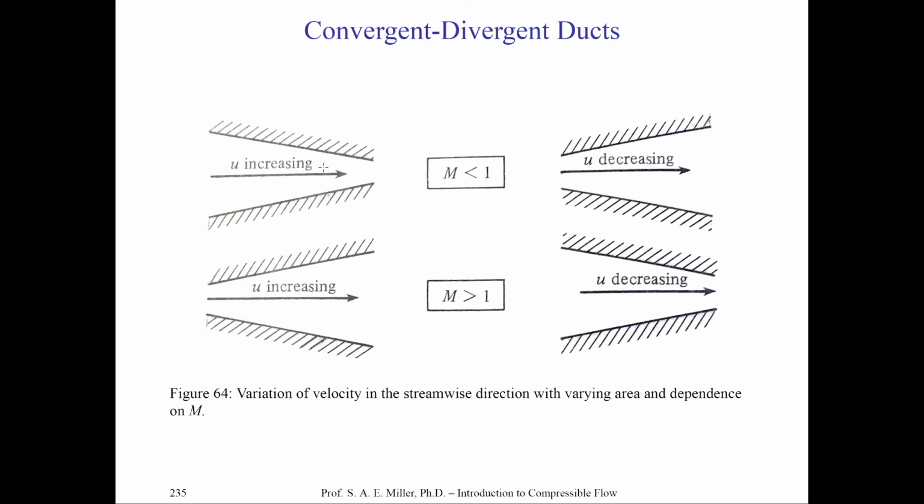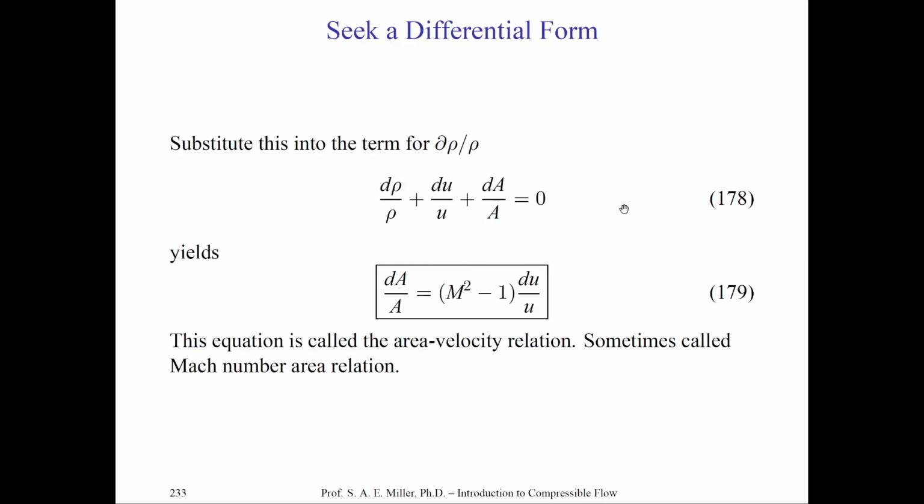If we're at a subsonic condition here on the upper right photo, and the area increases in the streamwise direction, that means U must be decreasing. And we see this, of course, from the signs of these equations. Imagine dA is positive, the area is getting bigger, M is less than 1, the right-hand side has a negative sign, and therefore dU is negative.